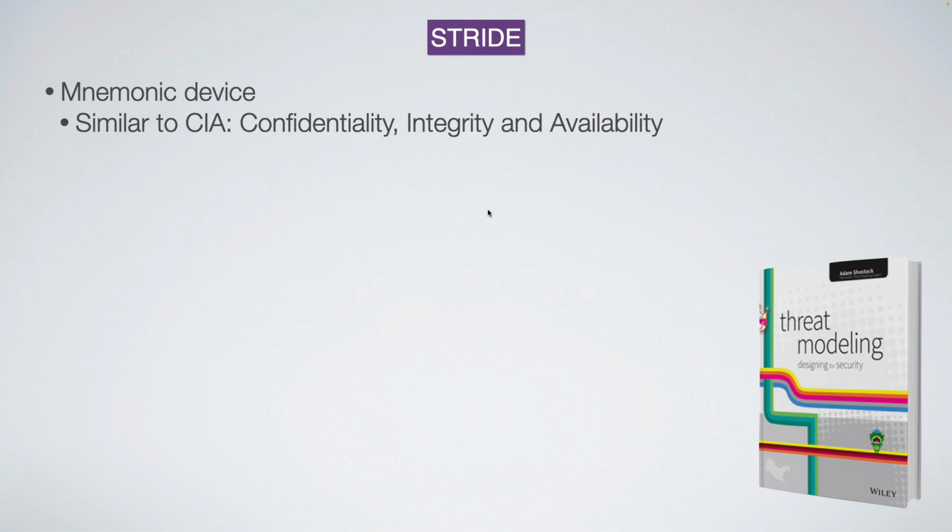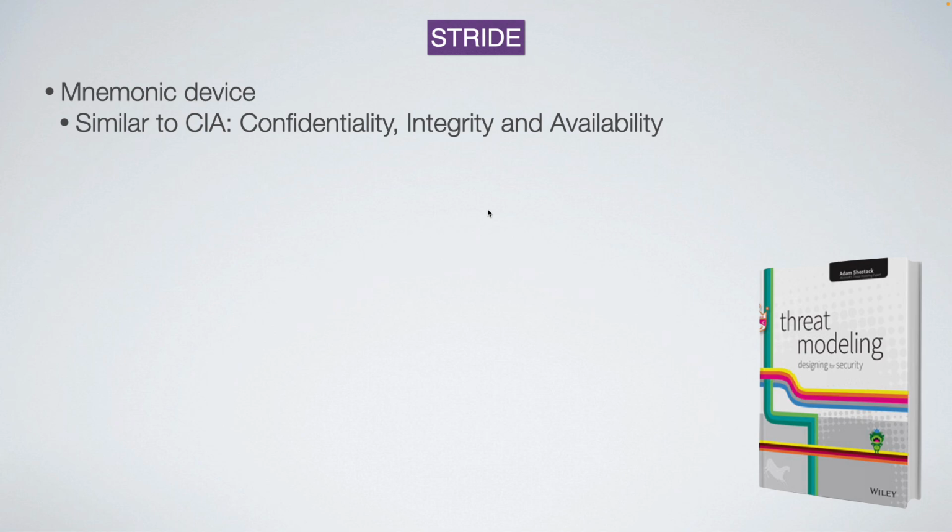Now the problem with CIA is people said, well, what about authentication? Authentication is an important security topic, right? Like biometrics and all that stuff. What is it? Is it a C thing? Is it an I thing? Is it an A thing? It's not really a C thing. It's not really an A thing. Maybe it's an I thing, but with integrity, I think of preventing malware and things like that. So it's sort of its own thing, right?